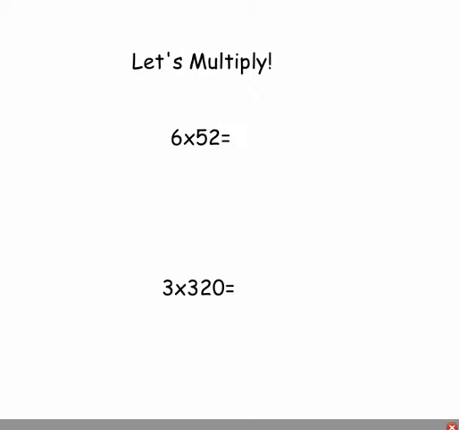I want to break apart the number 52 into 50 plus 2. Then I want to take my 6 times my 50 and my 6 times my 2 and add those parts back together. I'm going to start by doing 6 times 50.